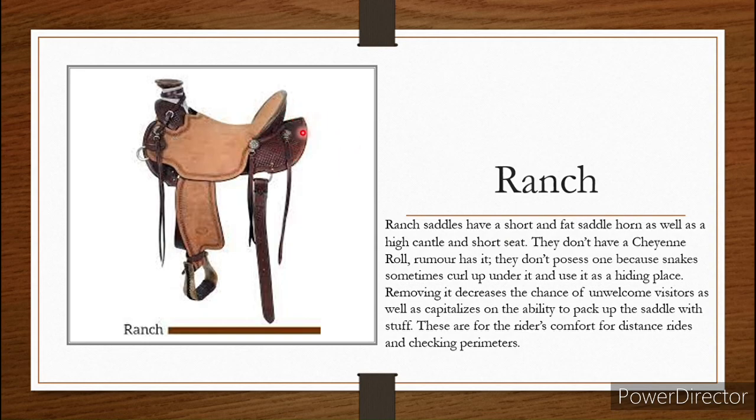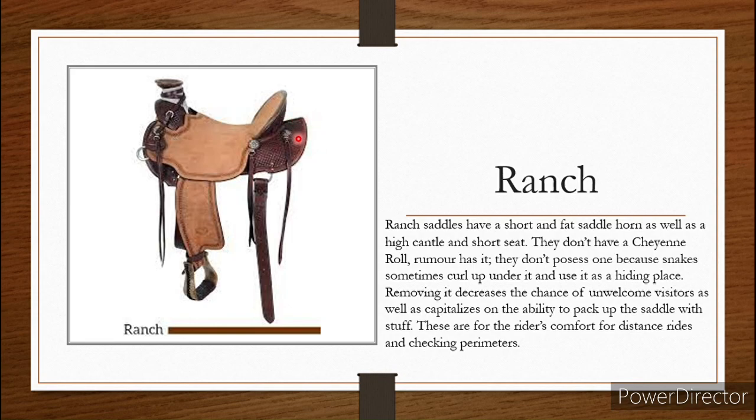It's very excluded from the rest of the world. Snakes like it to just relax and have a nap. Removing the Cheyenne roll in a ranch saddle decreases the chance of unwelcome visitors. Because you're going around the ranch in this saddle, you're doing farm work. Your saddle will probably be sitting outside, or somewhere where snakes can get to, so you don't want to reach back and grab a snake. That would be terrifying. I have friends who have done that, actually.